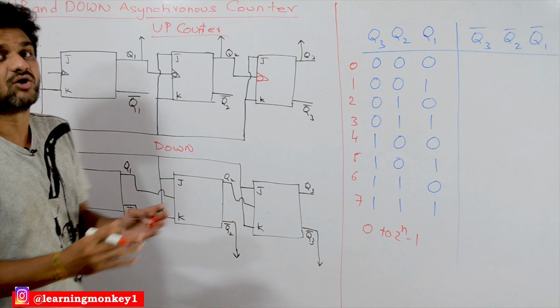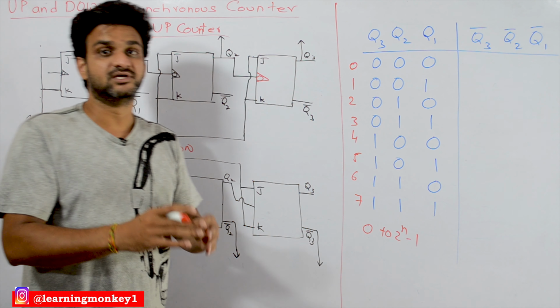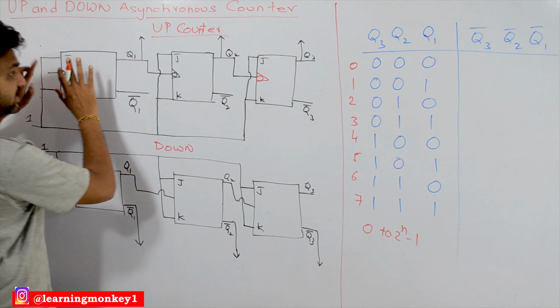How to get the down counter? Down counter means counting the values from top to bottom, in the sense 7, 6, 5, 4, 3, 2, 1, 0. So how will that counting happen? It is done by using the same circuit.